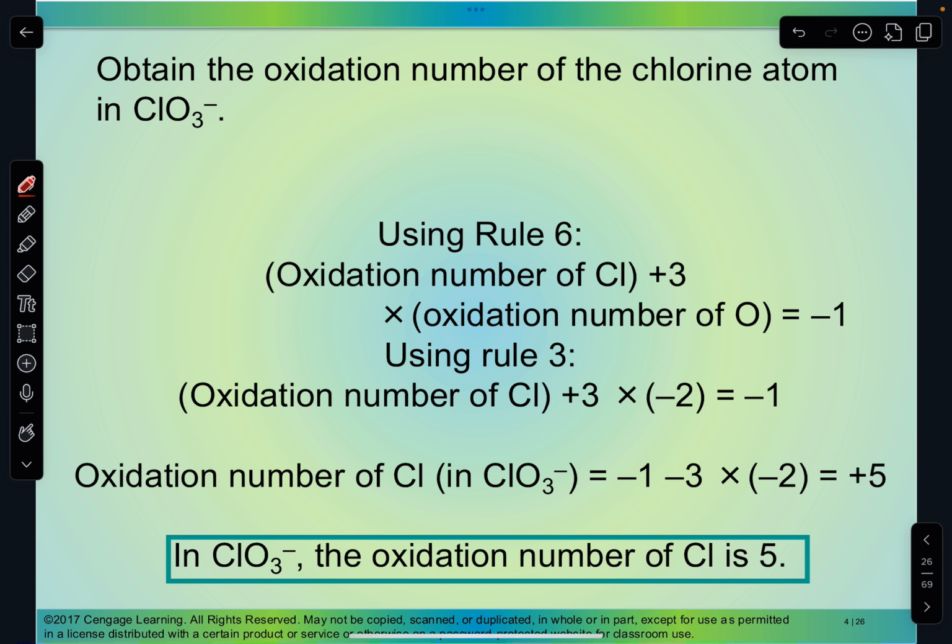So let's get into some examples. Go ahead and try this one on your own. For ClO3-, remember, oxygen will have a -2 charge, except in peroxide, so H2O2 or something like that.